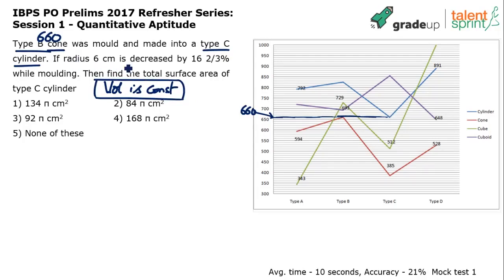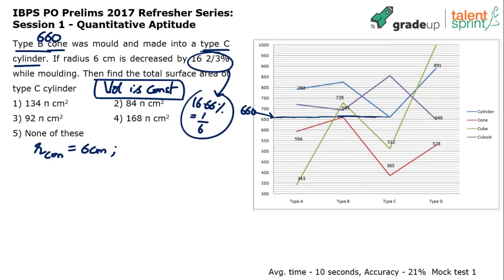Now the radius 6 cm is decreased by 16 2/3% while molding. So the radius of the cone was 6 cm. It has been reduced by 16 2/3%. Now you have to be good at this calculation. 16 2/3% is like 16.66%, which is equal to 1/6 of the value, right? You should be very good at converting percentages to fractions. You should know what percentage is what fraction if it is in the standard list of values that we have. And 16.6 is the standard value, 1/6. So basically the radius has been decreased by 1/6 when you are doing this conversion.